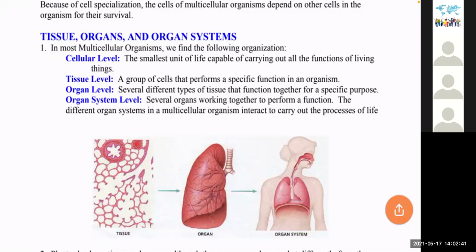We have examples of organs that we can talk about. We have a heart. That's an organ. A lung. That's an organ. Any other organ anyone can give me, apart from the ones I've mentioned? What of kidney? Kidney, yes, that's an organ.